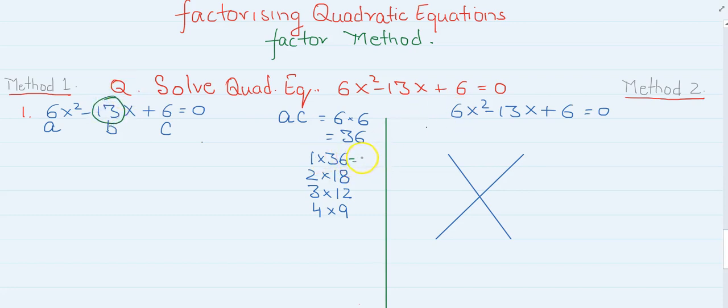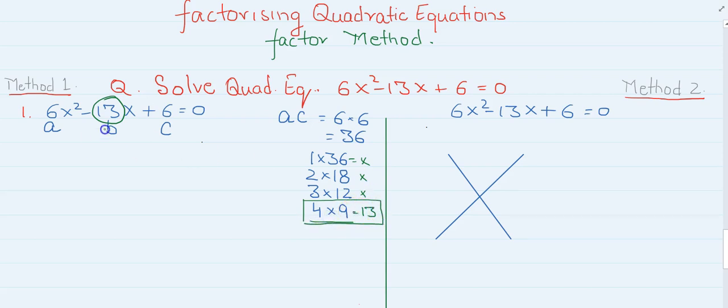36 plus 1 is 37, 36 minus 1 is 35, so this is not the number. 18 plus 2 is 20, 18 minus 2 is 16. The same way, we are not going to get 13 here. 12 plus 3 is 15 and 12 minus 3 is 9. We are not going to get it here either. Now 4 and 9. 4 plus 9 is 13. So we are going to consider this factor.